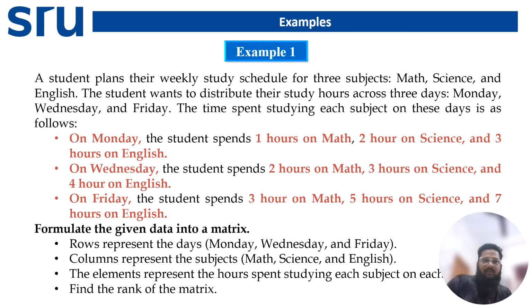It's saying that a student is planning his or her weekly study schedule for 3 subjects: math, science and English, and he or she decided to distribute the study hours into 3 days: Monday, Wednesday and Friday. And the following data is saying how the student has decided to distribute the hours. So according to this, we can convert this to a matrix and we can find the rank of the matrix, right?